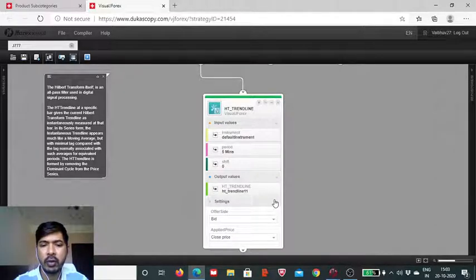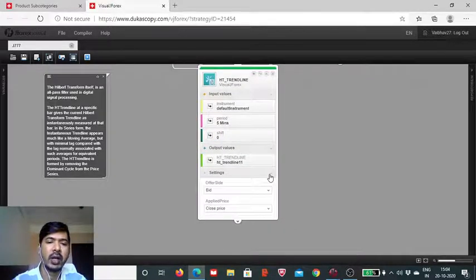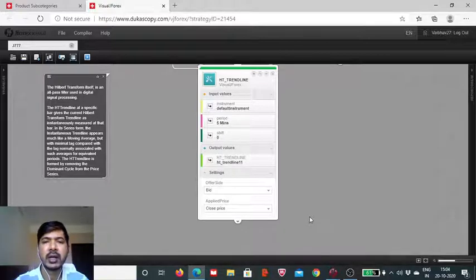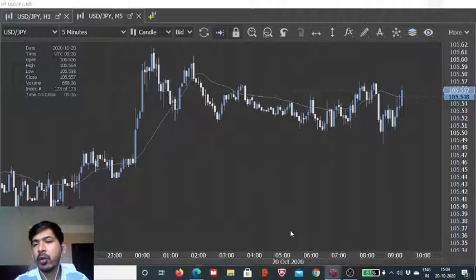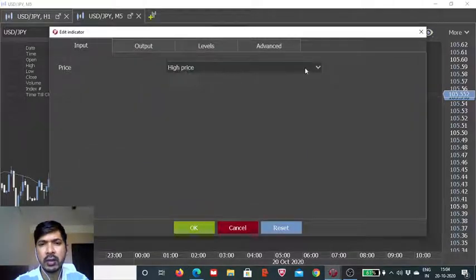Then coming to the settings, we have to see on which side we want the calculation to be done, whether it should be on the bid side or on the ask side. Both options are open. And also the applied price: depending on the applied price, you will have different output values. When you are comparing the HT trend line values, you have to make sure that the applied price is from the same source, whether it is the closing price, the open price, high price or low price. We get all these options.